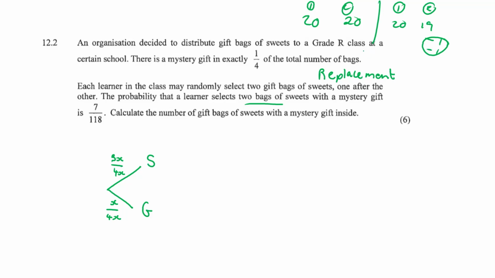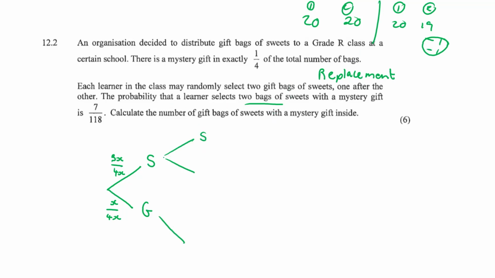So if you think about it logically, these are kids, right? After they pick one of these bags, are they going to replace it? Are they going to put it back? No, they're going to take it home. They get 2 bags. So there's no replacement. So we need to indicate our -1 in our numerator and denominator here.